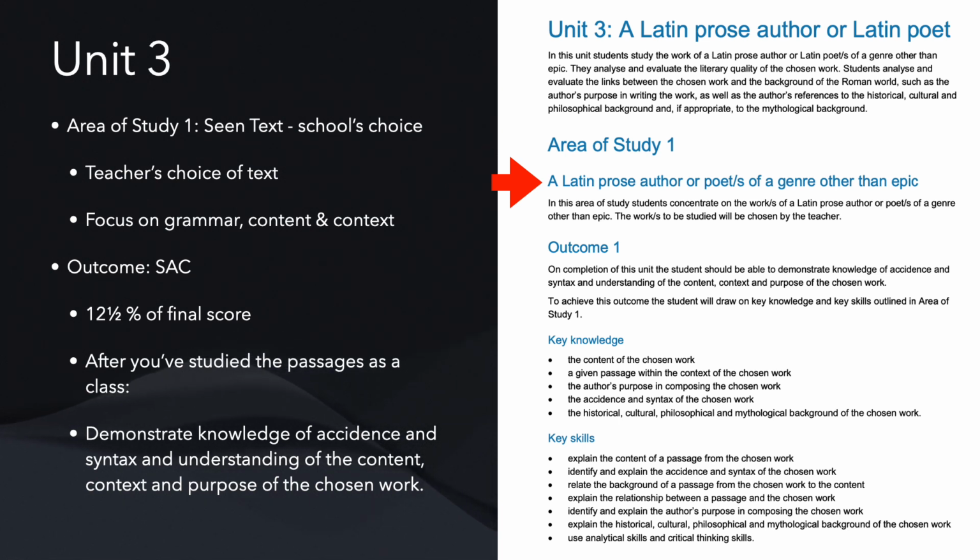The last one, the purpose, is what's the point behind this text? What's the ancient author trying to tell his audience about what they're reading? What point are they trying to make? So that will need quite a bit of contemplation and thought on your behalf.